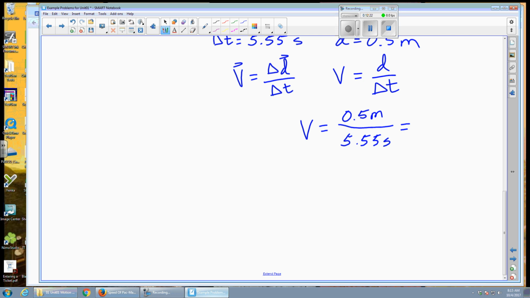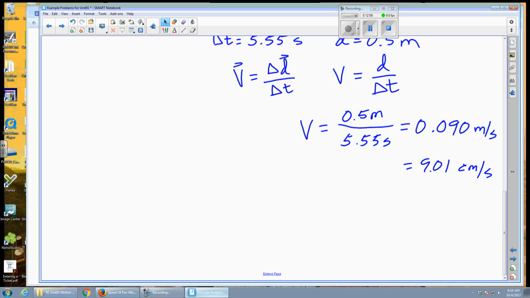Oops. Wrong key. Equals 0.090 meters per second, which I might also write as 9.01 centimeters per second, depending upon what units they ask for. That's for speed, you don't have to say the direction. Right, there is no direction.